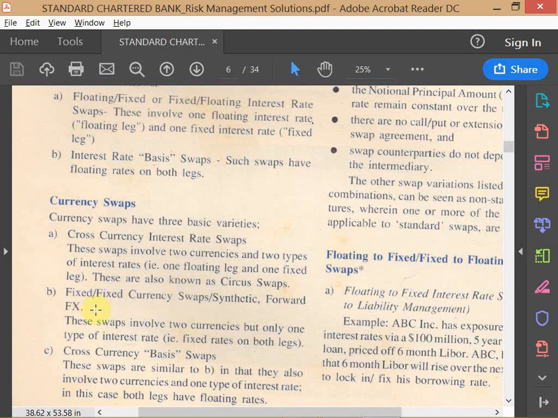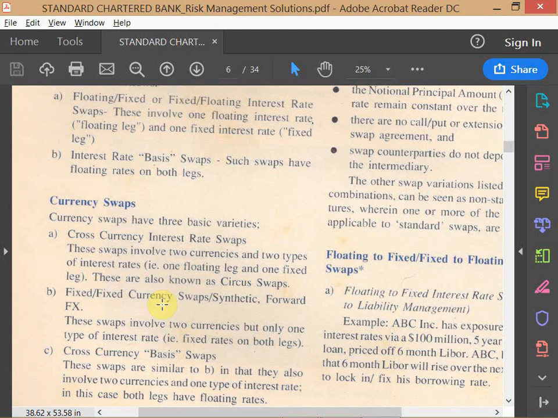The second category is two different currencies. Both legs are fixed. Okay? These are called fixed currency swaps. They are also called synthetic forward FX because you will see that there is actually a connection to forward foreign exchange rates, which we will see later when we study forward foreign exchange. This is effectively the same kind of profile as a forward foreign exchange transaction, but there's a cash flow difference.